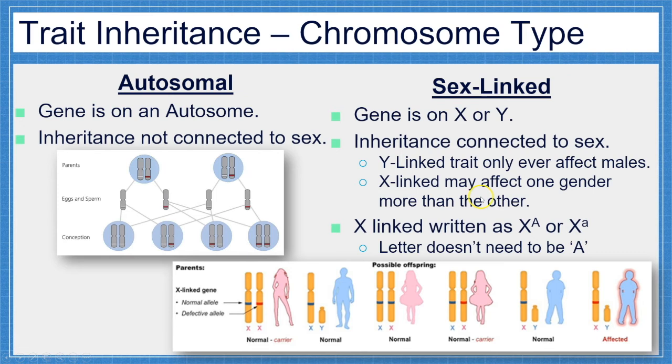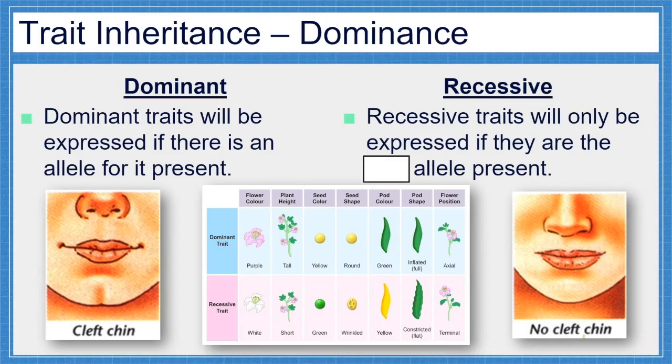So that is the first type of inheritance. It's based on chromosome type, and you either get autosomal inheritance or sex-linked inheritance. The next type of inheritance is something you're familiar with already. It's just relating to the dominance of the phenotype. Dominant is where we're talking about traits that are dominant: if one of their alleles is present, that trait will be expressed. If it's recessive, then that trait's only going to be expressed if it's the only allele present. You should be familiar with all this from earlier in this unit. It's the same dominant and recessive that we've been talking about the whole time. So you can also classify a trait based on if it's dominant or recessive.